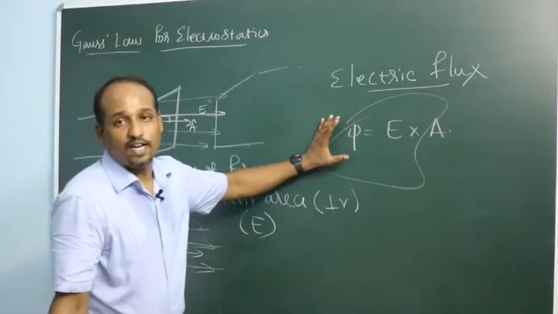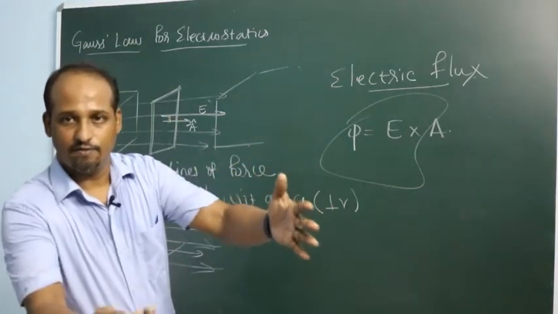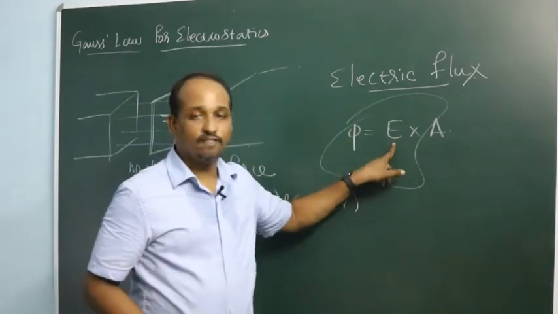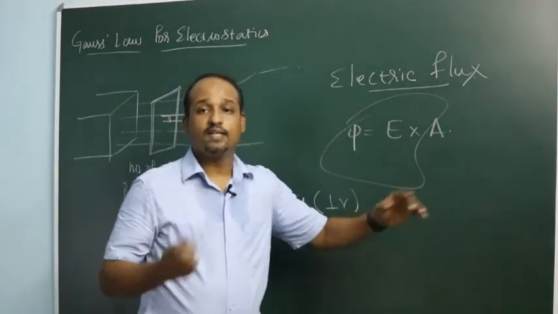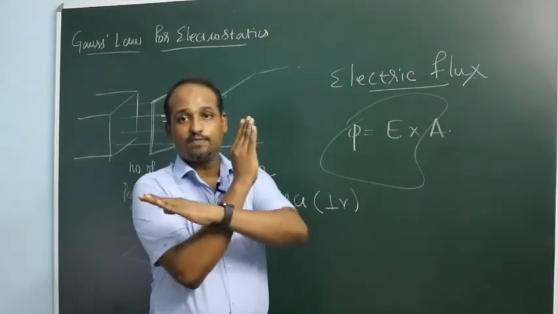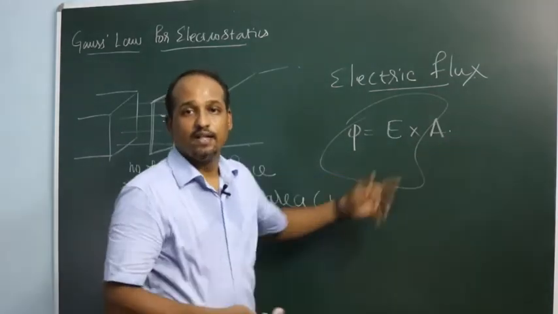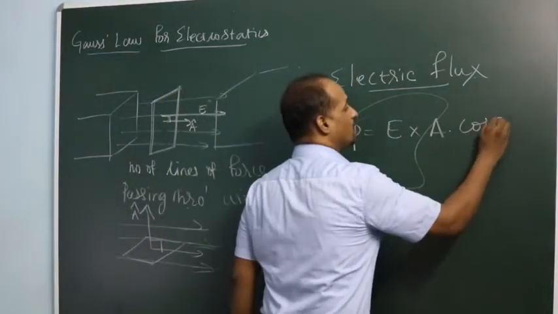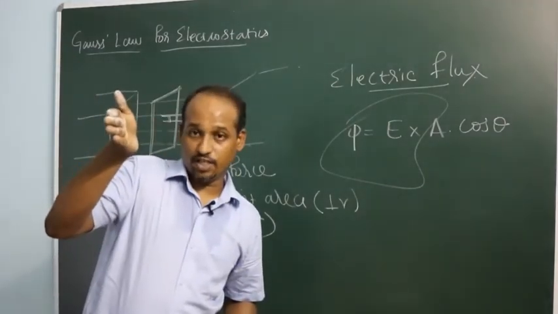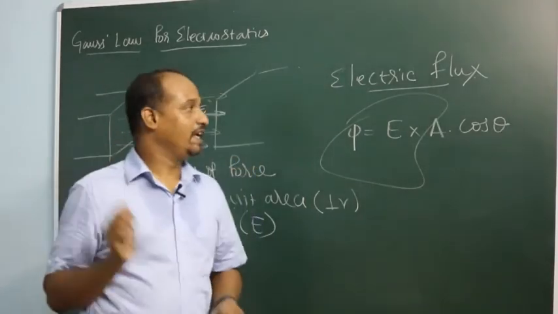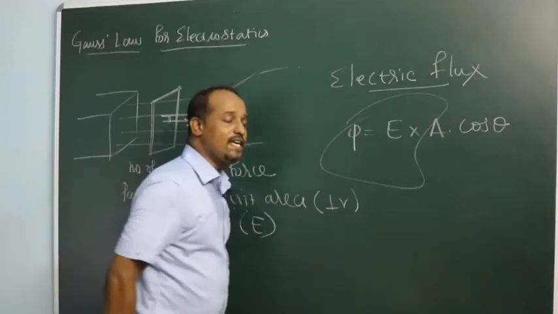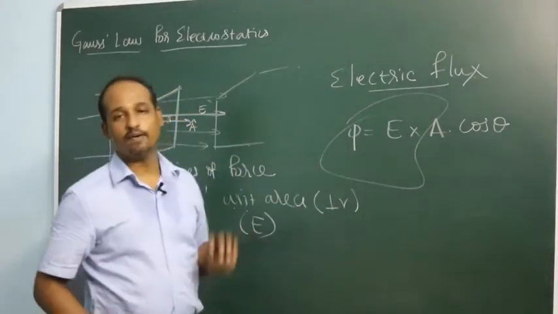Here, when you find electric flux, any area in the electric field, how many lines of force passing through that is called electric flux. So it is electric field into area. If the area is parallel to the lines of force, it should be zero. If it is perpendicular to the lines of force, it should be EA. Then obviously that angle is what? Cos theta. What matters is the projection of area perpendicular to the lines of force. That is why it is cos theta. So the electric flux is EA cos theta in a uniform electric field.